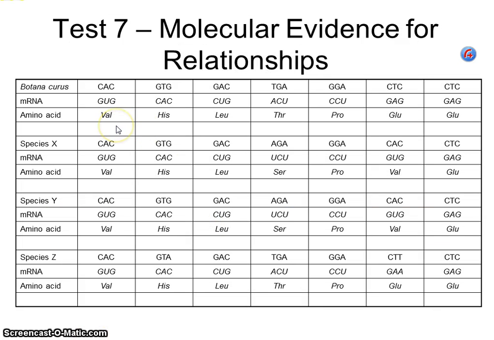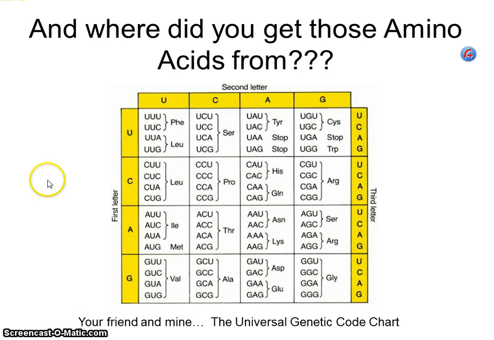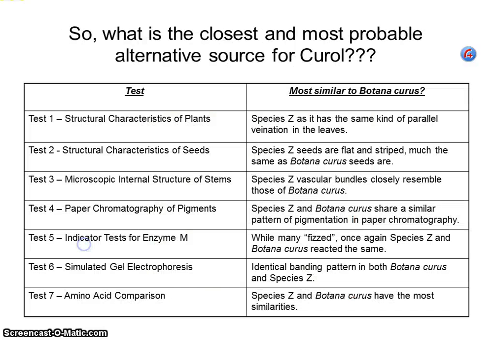All right, last but not least, we're going to take a look at the molecular evidence. Molecular means molecules, and we're looking at nucleotides. Those are the molecules that we're looking at. So we're checking to see what Botanicurus has and what amino acids it codes for, and then we're going to compare that to the other species, X, Y, and Z. Okay, you're going to use your codon chart, and that's going to help you to figure out what amino acids are coded for by each one of the plants. You have a copy of that on the back of your lab.